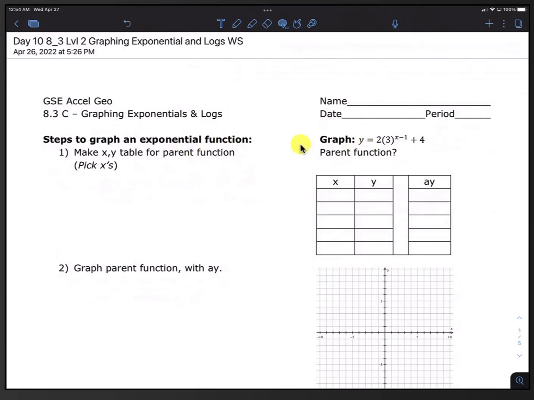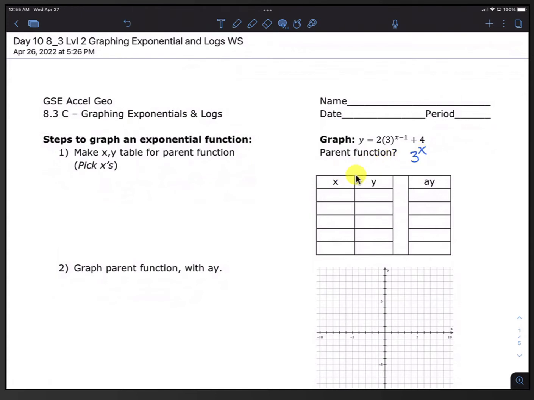In question number 1, we're graphing an exponential function, y equals 2 times 3 to the x minus 1 plus 4. First, we want to look at the parent function. The parent function is just going to be y equals 3 to the x.